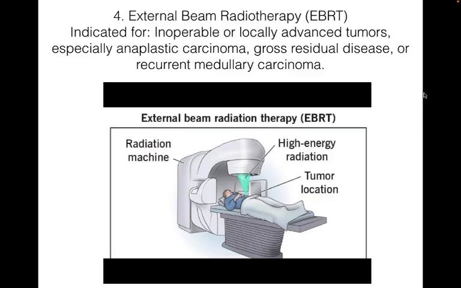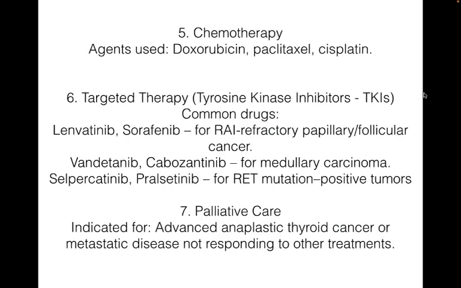Another treatment option is external beam radiotherapy, the EBRT, which is usually indicated for inoperable or locally advanced tumors. This is usually indicated in unresectable tumors and is usually aimed at palliative care in advanced metastasis. The aim for the doctor in this case is to relieve the patient of pain, bleeding, and airway obstruction. Another treatment line involves chemotherapy, targeted therapy, and palliative care.